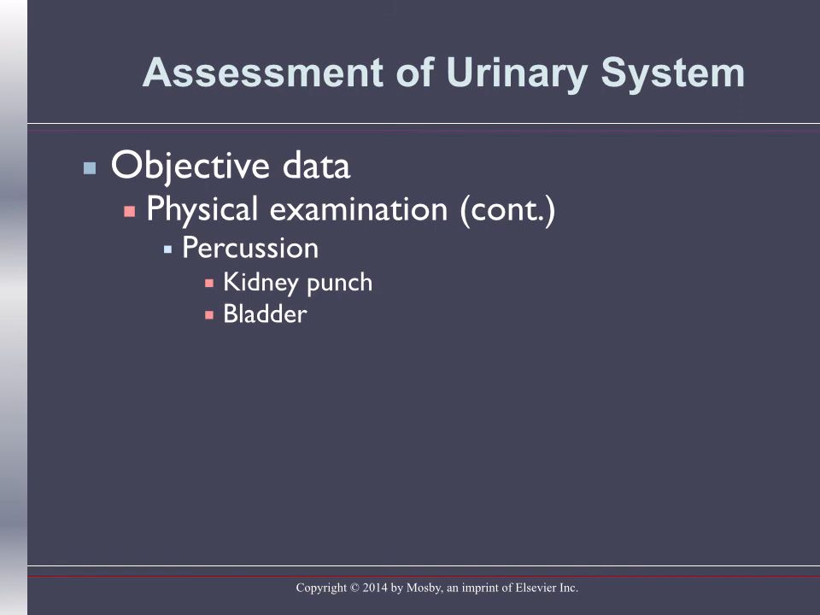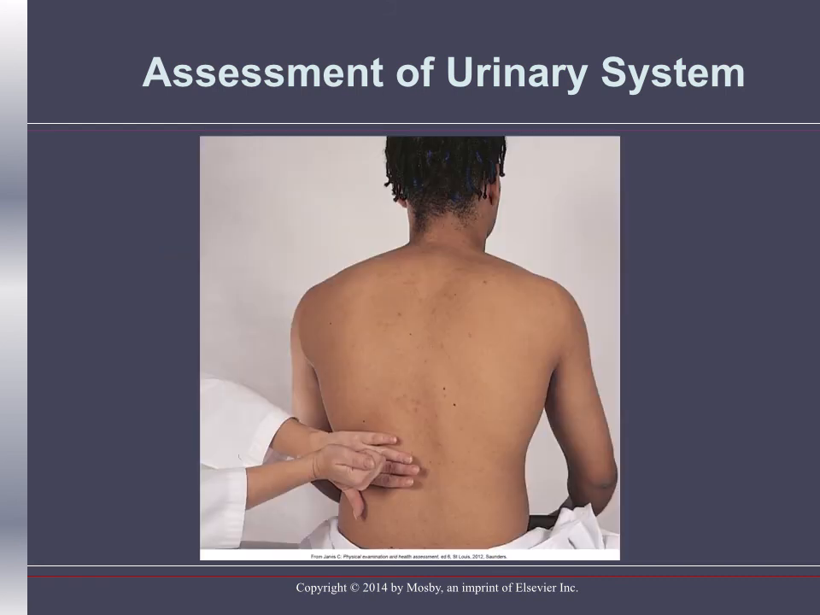Normally a bladder is not percussible until it contains 150 ml of urine. So if the bladder is full, dullness is heard above the symphysis pubis. So there should be a dull sound in the bladder. A distended bladder may be percussed as high as the umbilicus. So this is what they are doing, the kidney punch, percussing. This is percussion. Next slide.